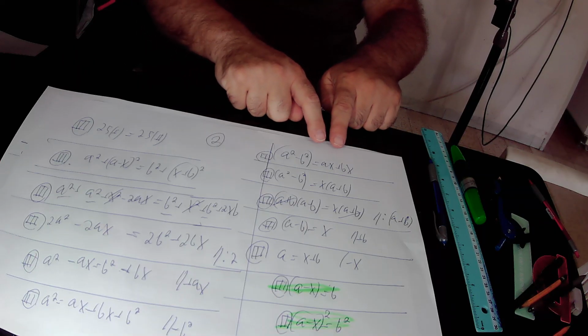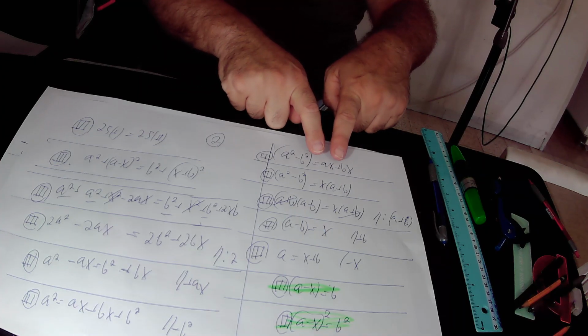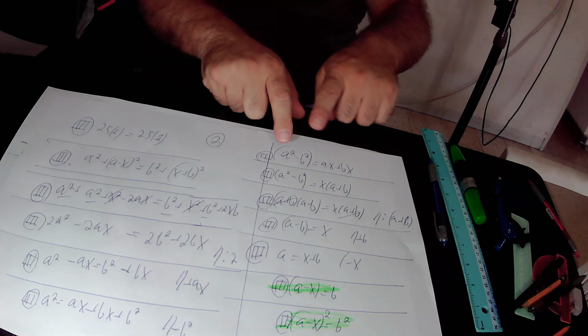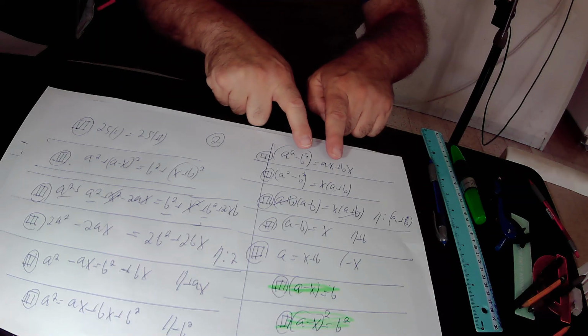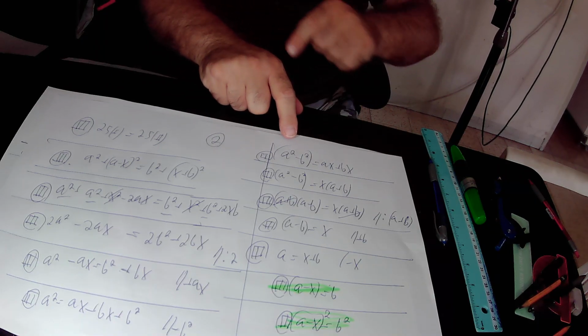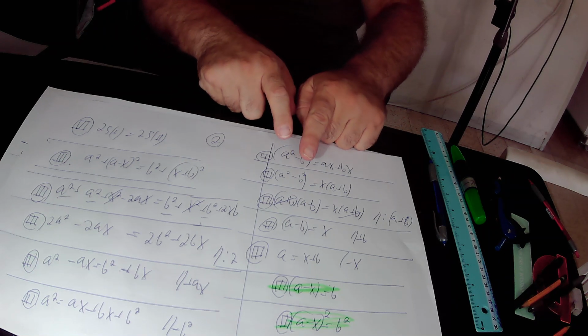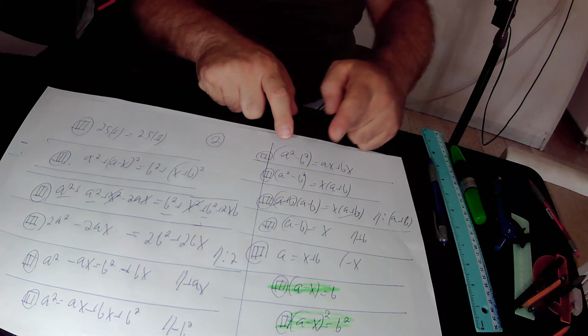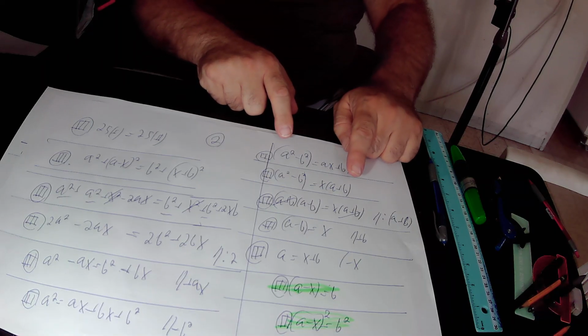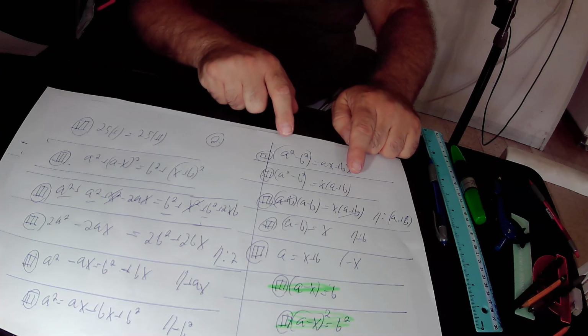Here we took out x as a common factor from those two expressions, so inside the brackets we are left only with a plus b. So we found out that a squared minus b squared equals x times (a plus b). We have the famous algebraic identity that says that a squared minus b squared equals (a plus b) times (a minus b), and it equals x times (a plus b).